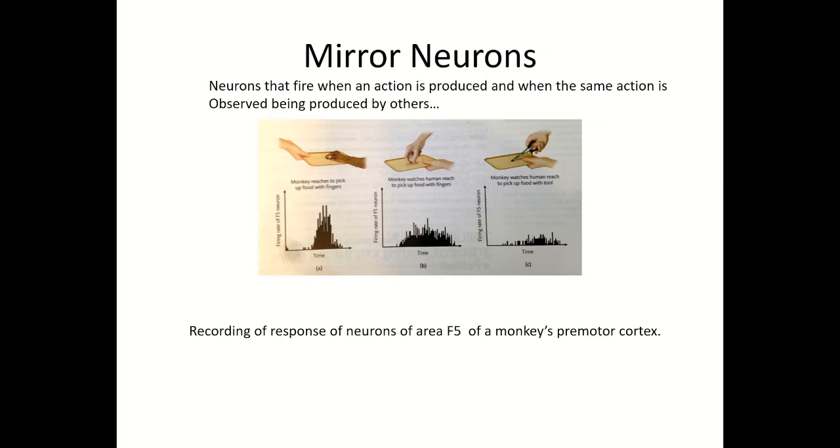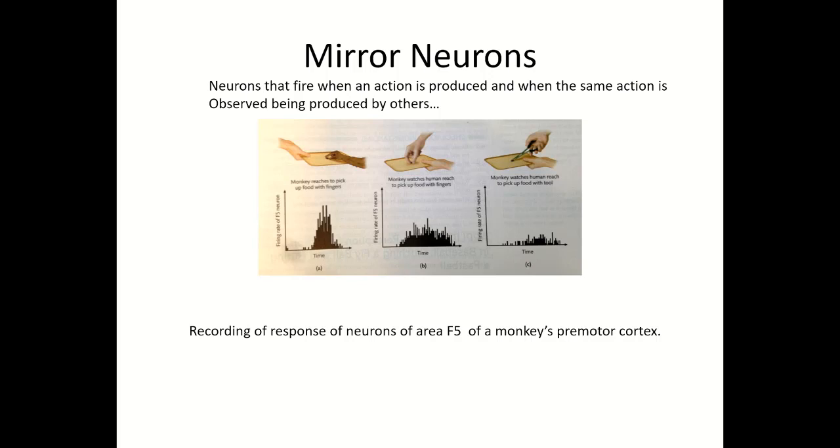Mirror neurons. These days you probably hear a lot about the mirror neurons. There are neurons in your brain, particularly in an area that is called area F5, in the premotor cortex, area F5. Those neurons respond to multiple things that indicate the same action.